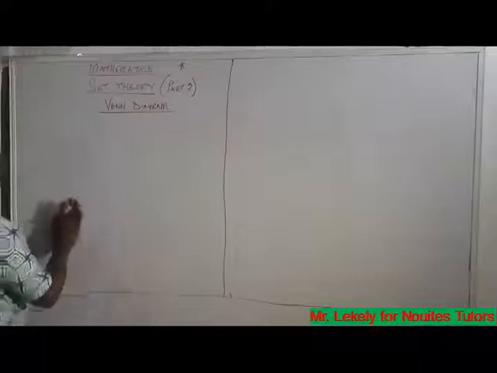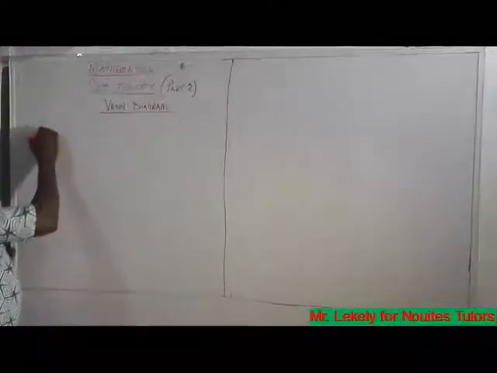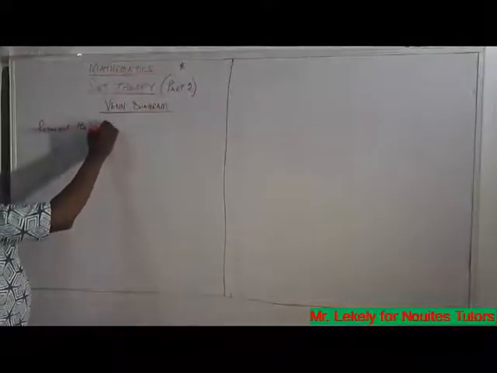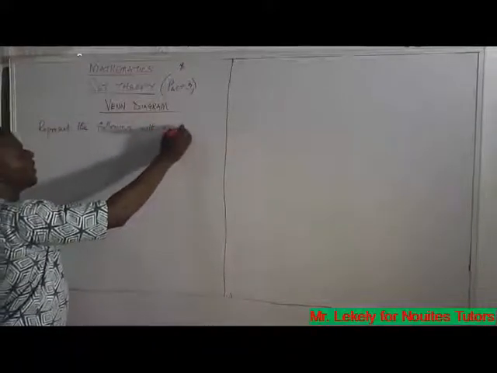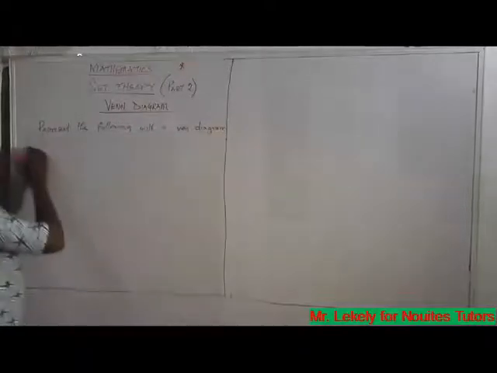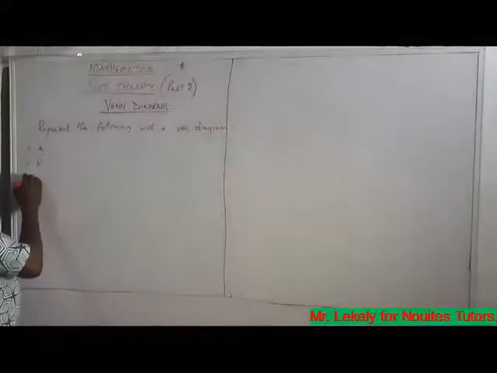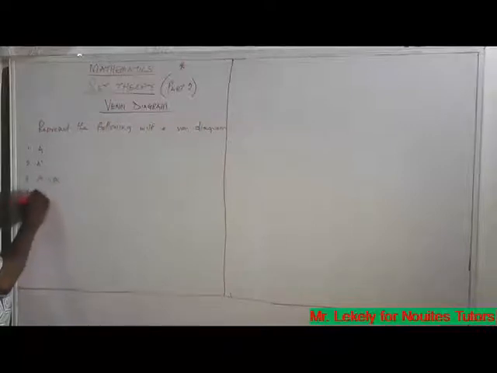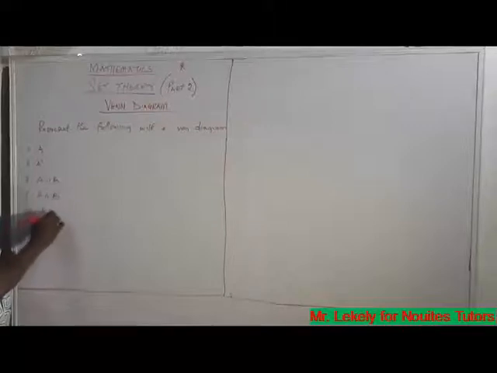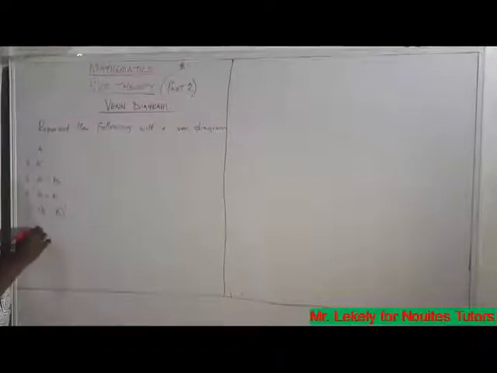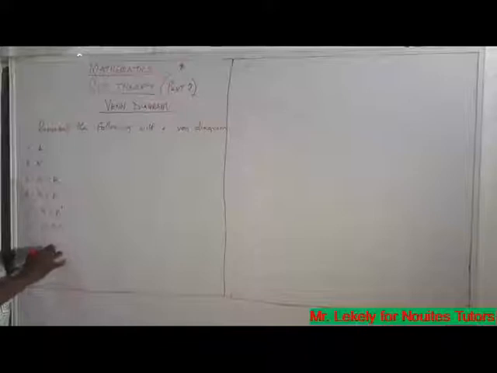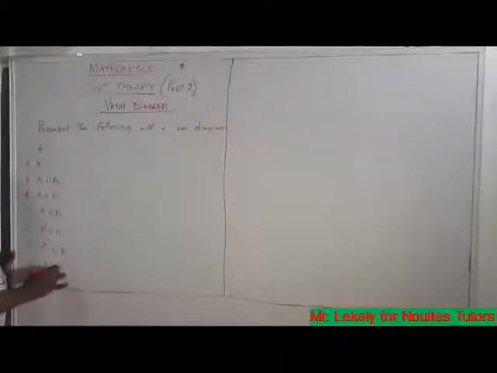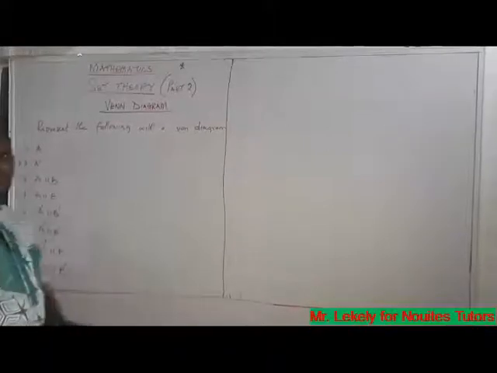Now let's assume that you have to represent the following with a Venn diagram. Maybe the first one I have set A, second one I have A prime, third one I have A union B, the fourth one I have A intersection B, the next one I have A union B prime, the next one I have A intersection B prime. Let's say this is what I have, A prime union B prime, then A prime intersection B prime, then let's say I have A prime union B, then I have A union B prime. Let's say I want to represent all of this with a Venn diagram.